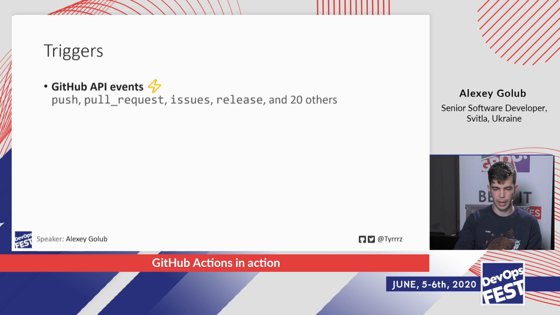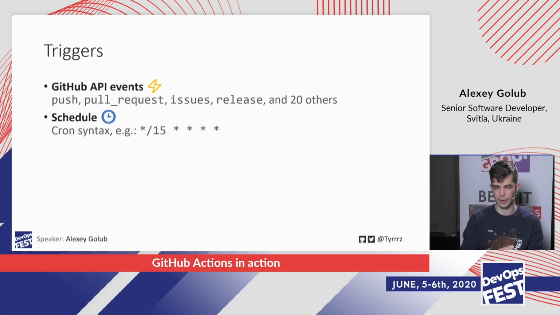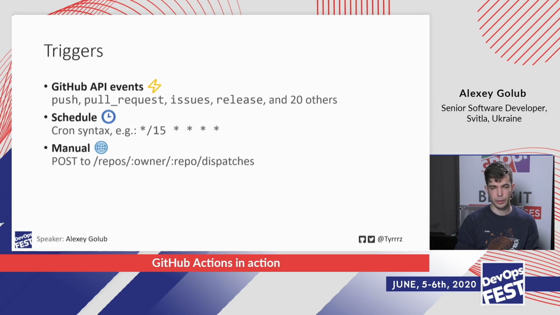But besides that, we also have the option to use a schedule-based trigger. In this case, it doesn't use any event. It just happens automatically every once in a while. So you can use cron syntax, for example, to have a workflow that runs, let's say, every 15 minutes or something like that. And also you can have manual triggers, which is pretty cool.